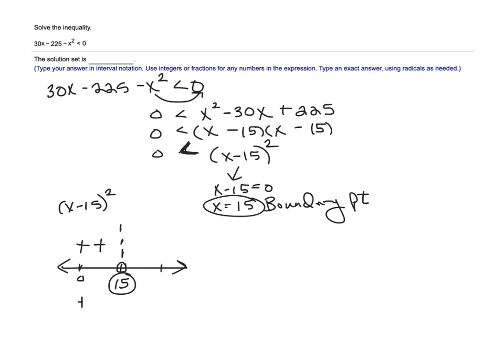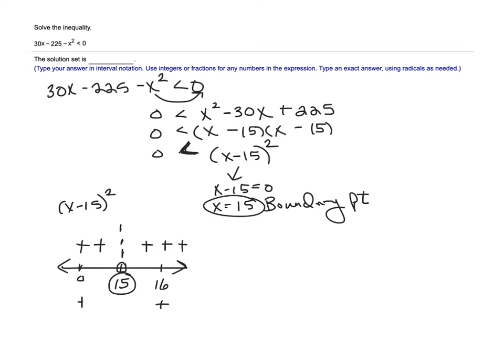Okay, so if I do the other one. Let's pick something larger than 15. I'll pick 16. If you plug 16 into the same polynomial, you get 16 minus 15 is 1. And you square it, you get 1. So it's positive. So basically, you think about it, any number you get, you're going to square it, and that's always positive. So everything's positive. Okay, so here's my number line.